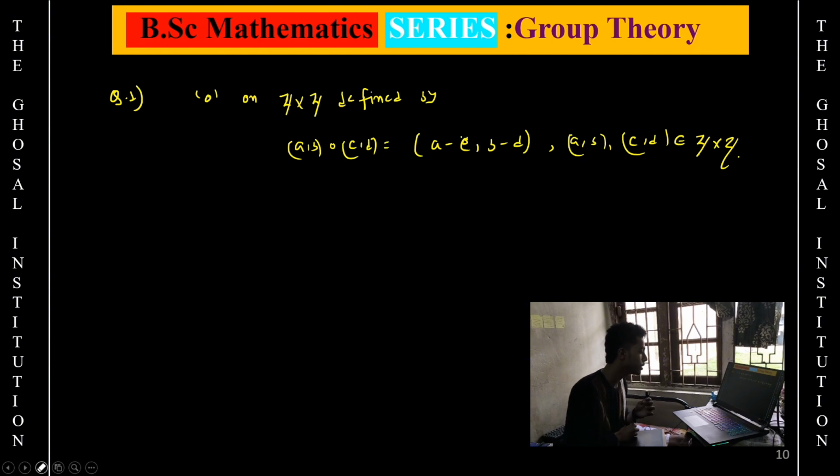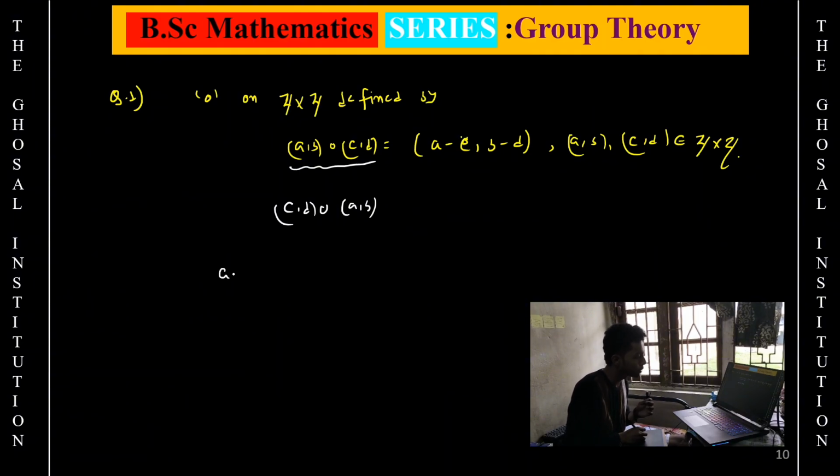What you can do is take (A, B) compose (C, D), and for commutativity you check (C, D) compose (A, B). If the two results are equal, then you say they are equal. Obviously there is a minus, and it is not commutative.